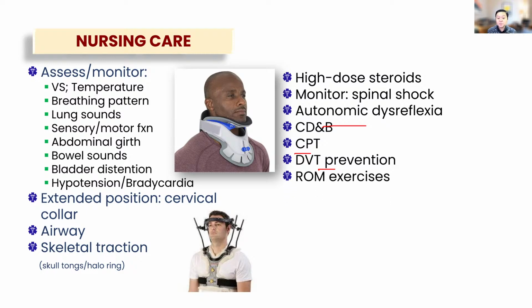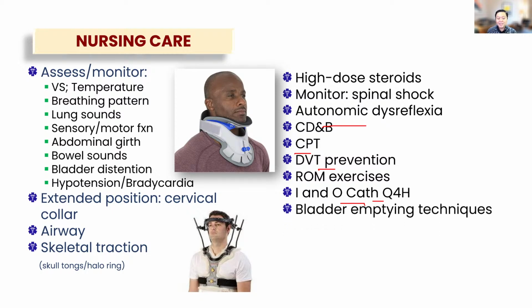Range of motion exercises should be provided to our patient to prevent more atrophy of those muscles. And if the patient has a neurogenic bladder, they will need intake and output, or intermittent catheterization, every 4 hours. And this is to prevent autonomic dysreflexia as well. And then it's also emptying their bladder. We need to make sure to teach them on doing this. There are some techniques that can be helpful.